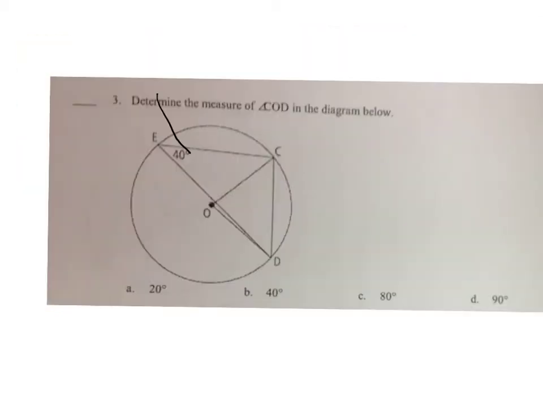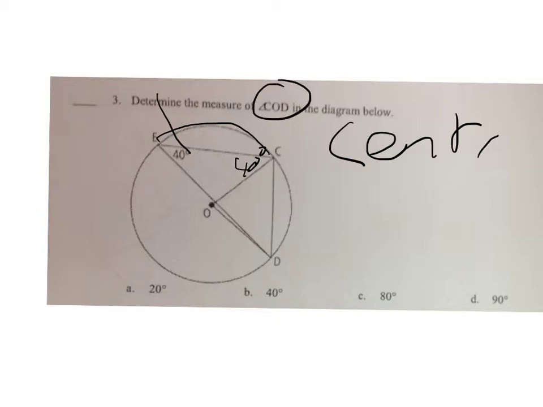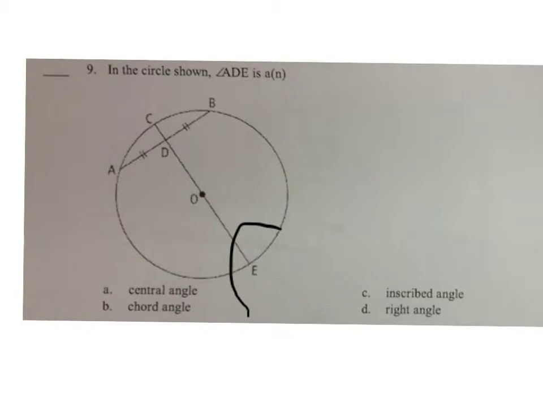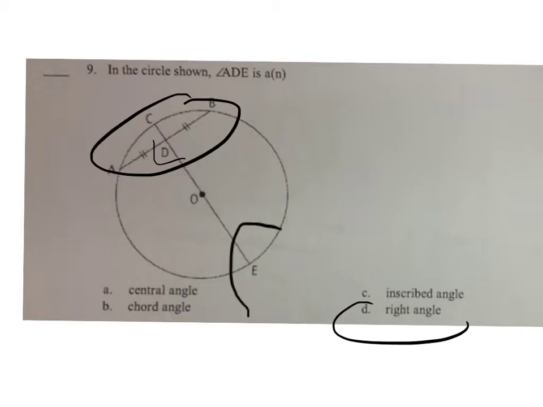With this here, again, to figure out what this is, because this is 40, this is your arc. We just talked about that. Your central angle, which is COD, is going to be double your inscribed angle. So what that means, you'd have 2 times 40. That would be 80. So that answer is C. Again, like I just said, this right here, you have a perpendicular bisector. That's why this would be D, a right angle.